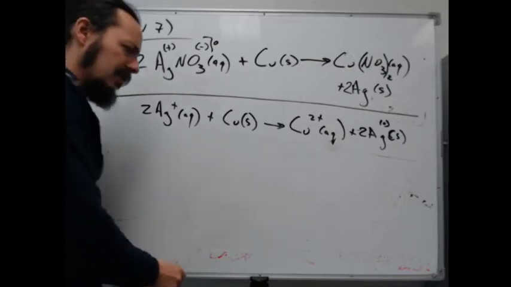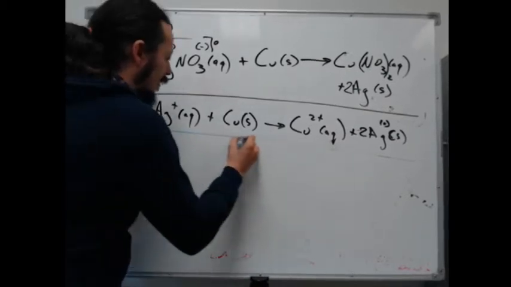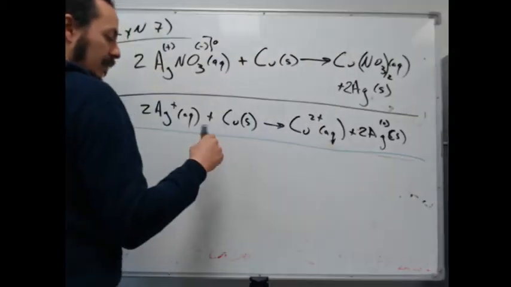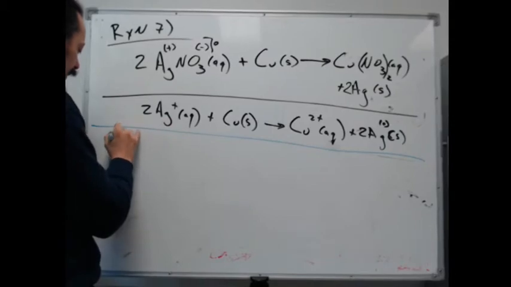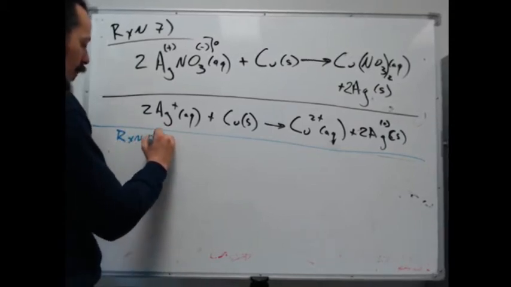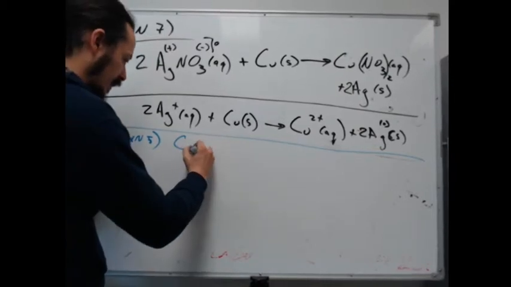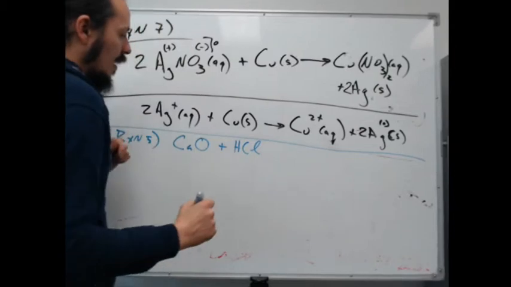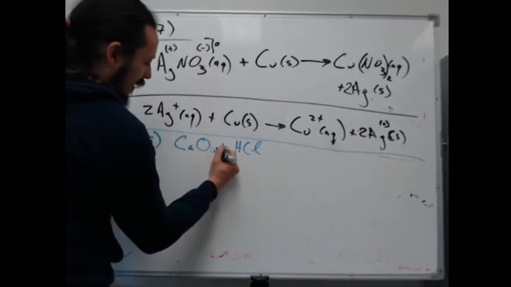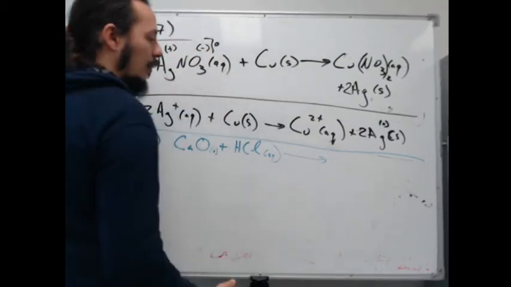What was the other one that you wanted to ask about? I wanted to ask about 5, but I kind of made sense of it. Let's do 5 together, because 5's a good one. What were the reactants in reaction 5? Calcium oxide and hydrochloric acid. This is calcium oxide solid. This is hydrochloric acid aqueous. What did you predict as products?